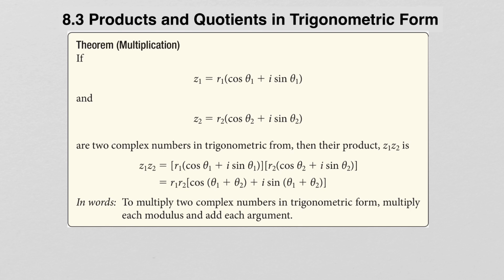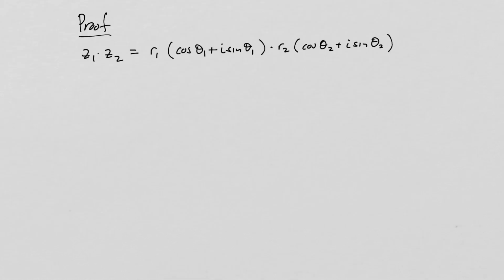If these are two complex numbers in trigonometric form, then their product, z1 times z2, is given by multiplying the moduli and adding the arguments. So first, let's go ahead and prove this theorem. So we start with the complex number z1, which is here, multiplied by z2, which is here.